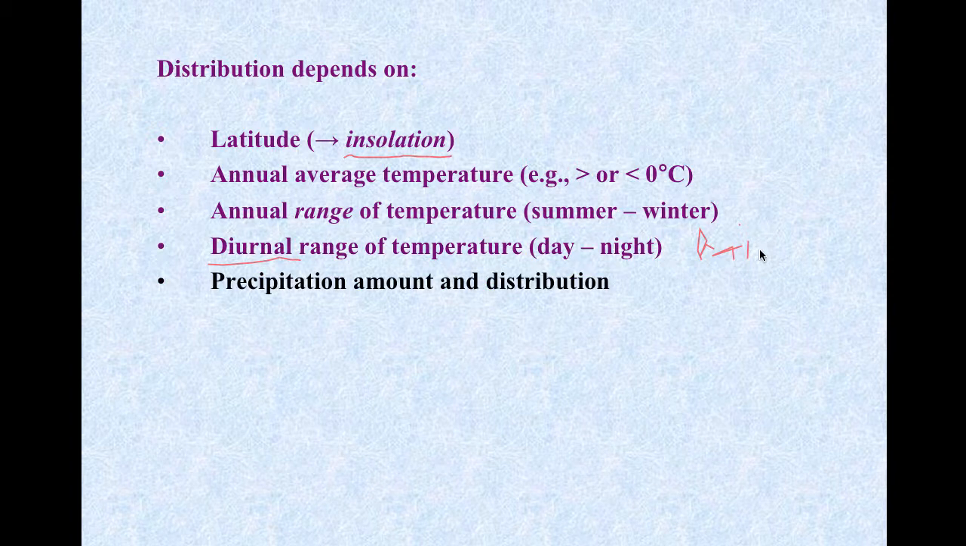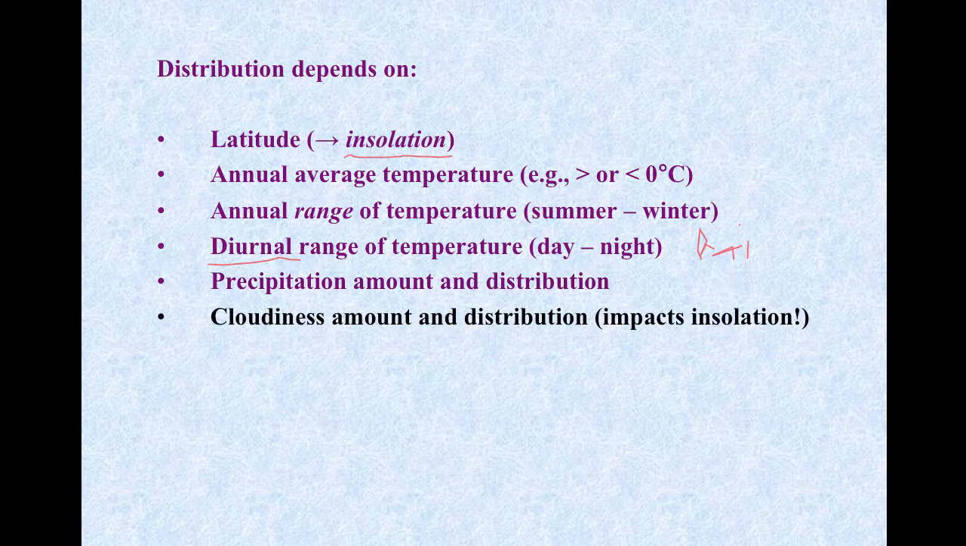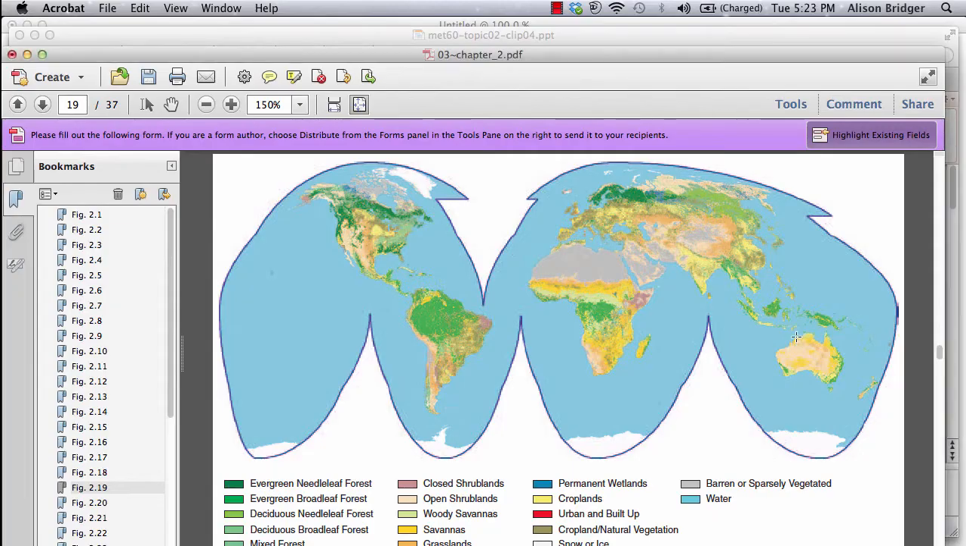Precipitation, if it doesn't rain, it's going to be hard to get anything to grow. Precipitation amount and distribution, and also the amount of cloudiness. Cloudiness affects insolation, not insulation, insolation. So there are parts of the planet where it's cloudy all the time, and therefore you're going to get less direct sunlight, and that's going to have an impact on the biome. So you might want to take a few minutes to have a look at this figure, get yourself acquainted with the distributions of some of the types of biomes that exist.